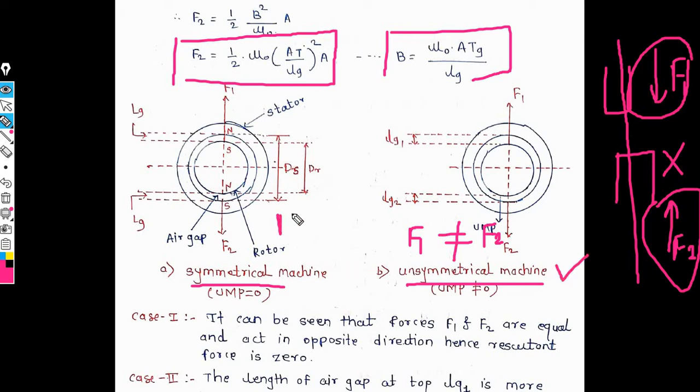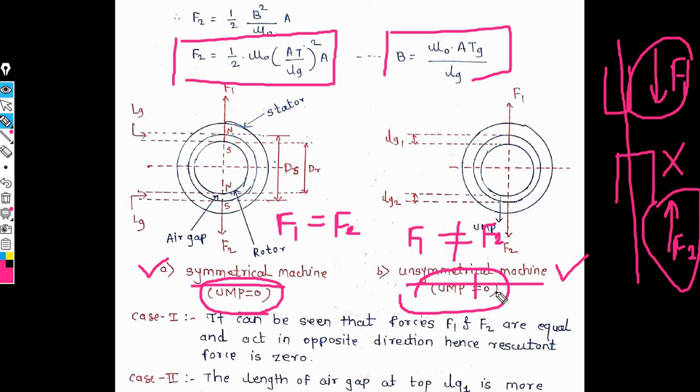Then when forces F1 is equal to F2, both forces are equal, and this is called the symmetrical magnetic pull condition. In a symmetrical magnetic pull condition, the pull is nearly equal to 0, but in an unsymmetrical magnetic pull condition it is not equal to 0.